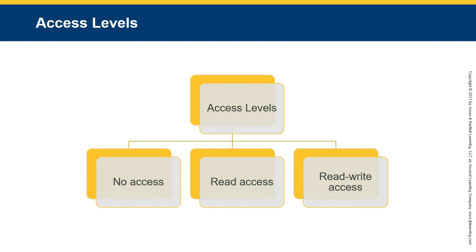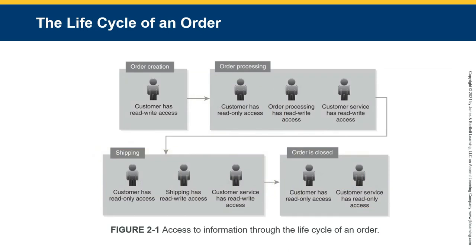So basic access levels: no access at all, they shouldn't be in there. They might be able to read something and not be able to edit it, or they have read-write access, and they're able to do a lot more with that level of access. So there are different levels that we can provide for each person.